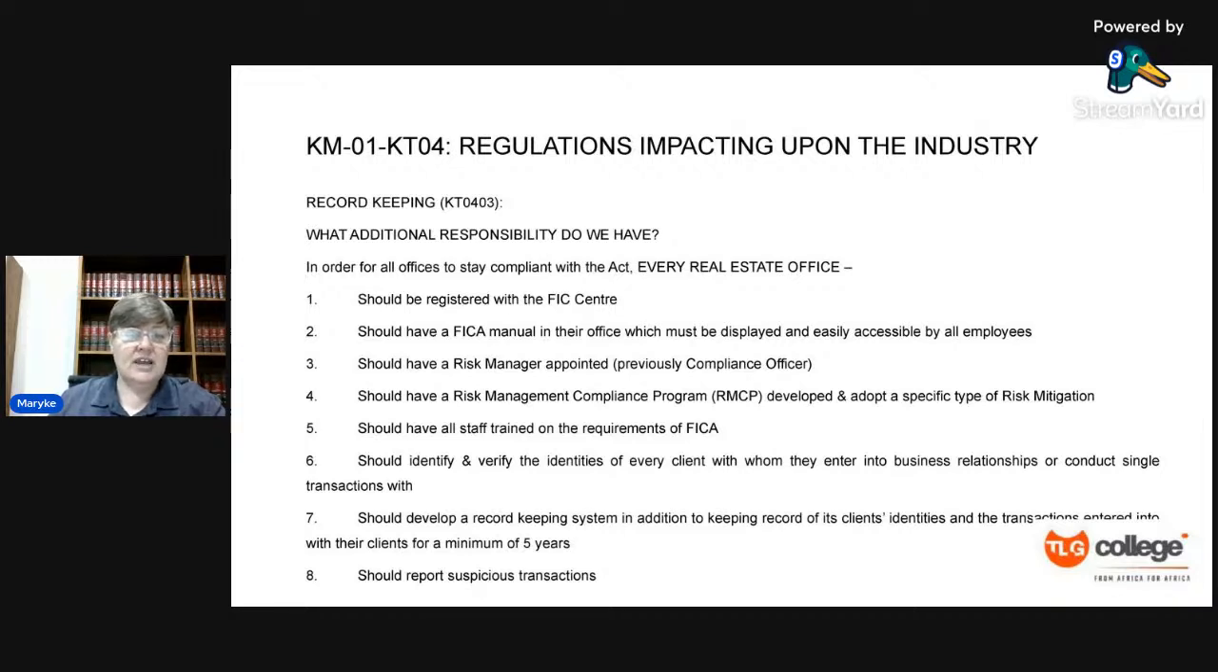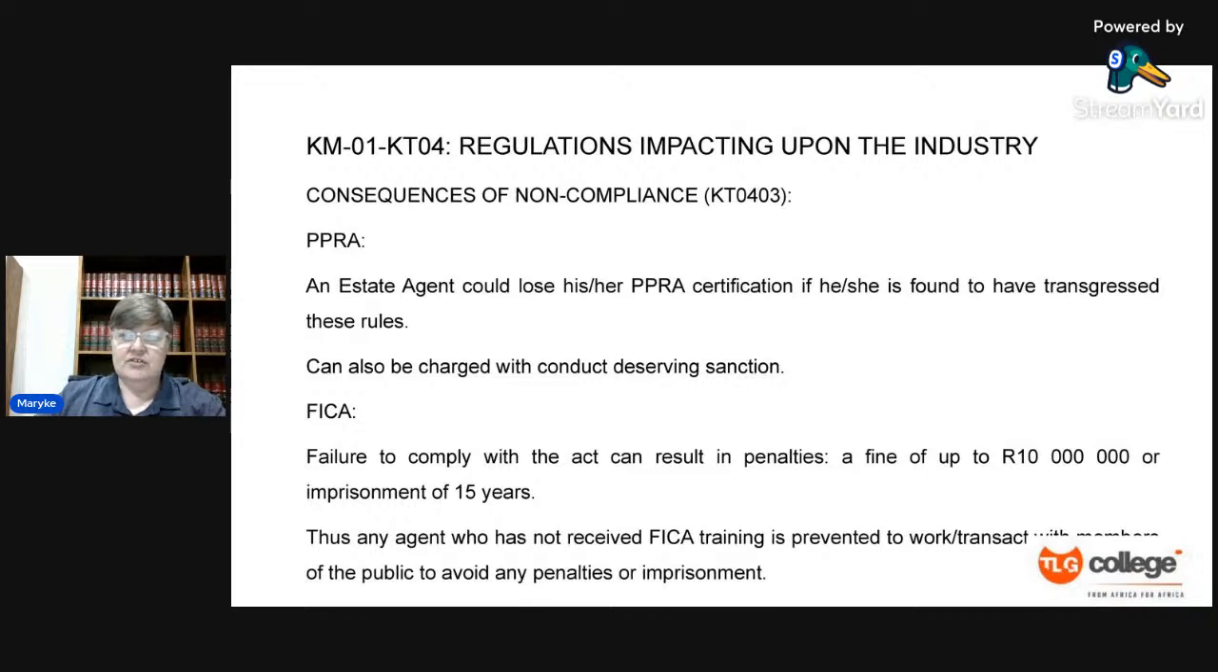All staff should always be trained on the requirements of FICA, and it should be quite constant and regular training, even if it's just refresher courses every year, right? And then you should identify and verify the identities of every client which we transact with, whether it is a single transaction or a business relationship. Again, we should develop a record keeping system, not just keeping records of clients, but also all transactions, whether those are single transactions or business relationships. And we should always report suspicious transactions to the FIC, because the law says that we absolutely have to do that.